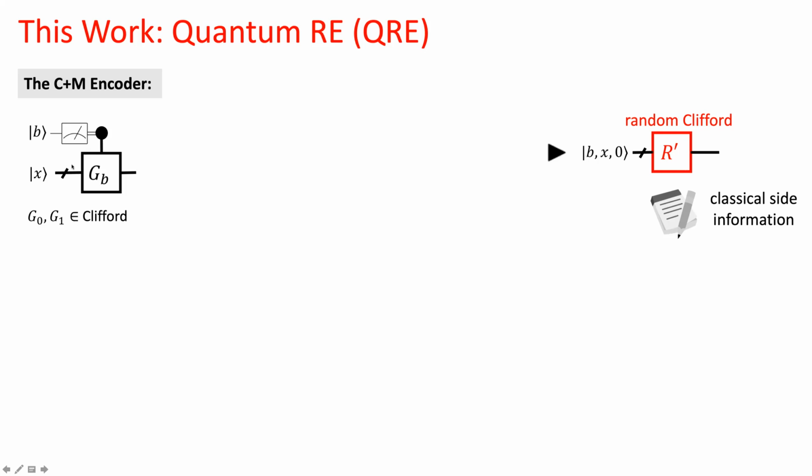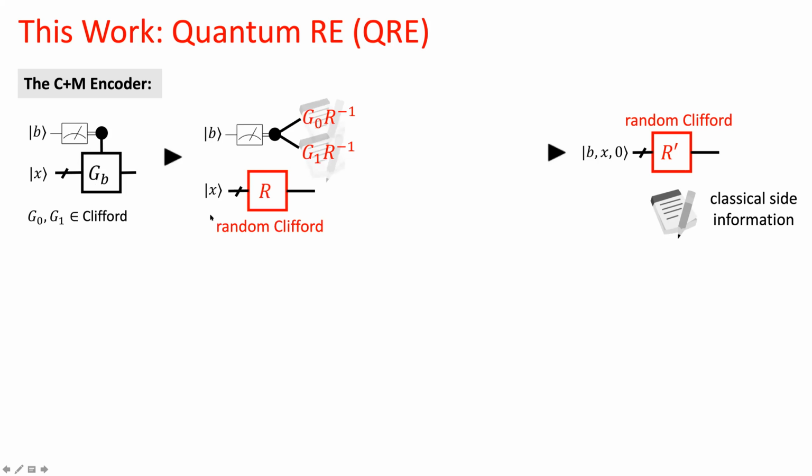We have not just one Clifford here, but two different Cliffords. Let's try to do similar things to what we did before in the warm-up. I'm going to sample a random Clifford R again, and I'm going to run my X through this random Clifford. But before, I gave you this S, which was G times R inverse. Now I want to give you either G0 times R inverse or G1 times R inverse. And which one of the two I give you is going to depend on this measured bit B.